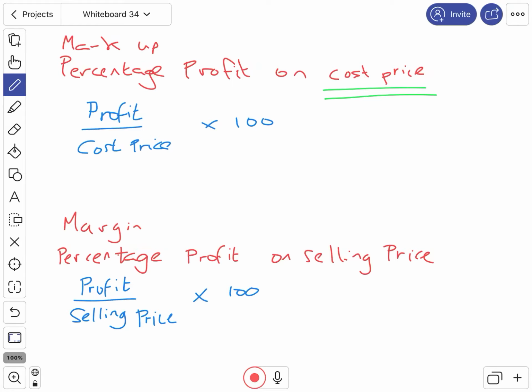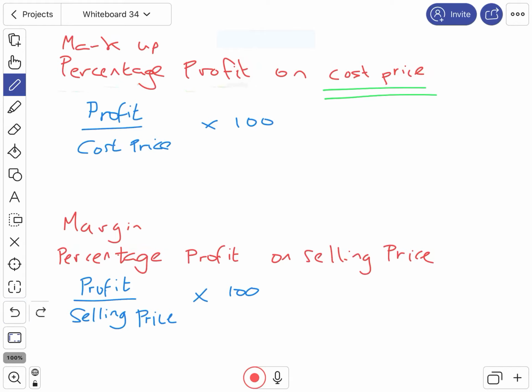Now, what they mean here is that when we're given a question, if we're asked to find markup, we need to get the profit and we need to get the cost price. We put the profit over the cost price, and then to get it as a percentage, we multiply it by 100. So make sure for markup, you're talking about cost price.